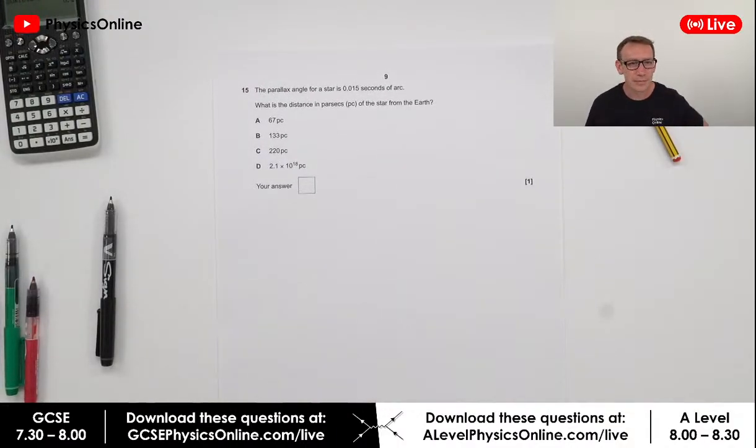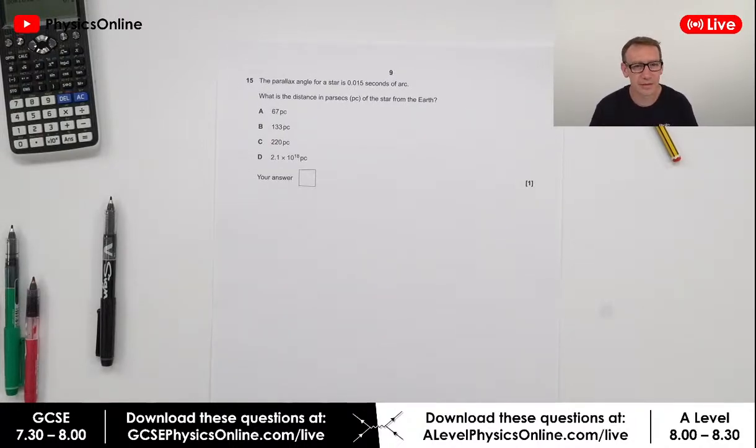Okay, the parallax angle for a star is 0.015 seconds of arc. What is the distance in parsecs of the star from the Earth?